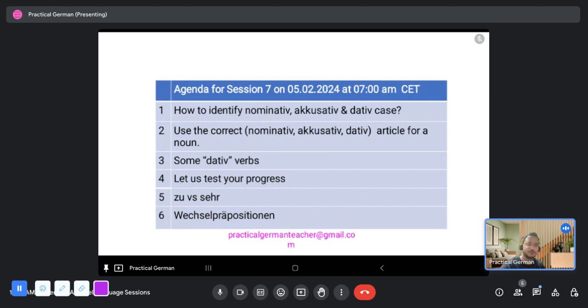Of course, if you know which case it is, then you have to use the correct article for that case. Then we'll look at some dative verbs because I'll give you a trick. So if you don't want to remember the rules for how to identify accusative and dative case, I'll give you one simple trick or tactic that I use. One requirement to use that tactic is that you should know around 50 to 100 dative verbs so that it makes your life easier. That's why some dative verbs will test your progress.